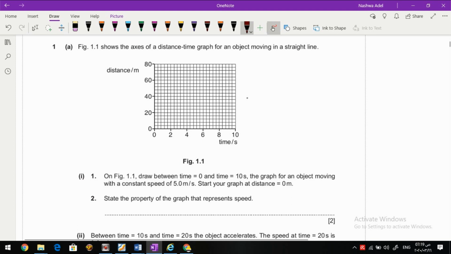Hi, I'm going to solve past paper 4, May-June 2018, variant 2.